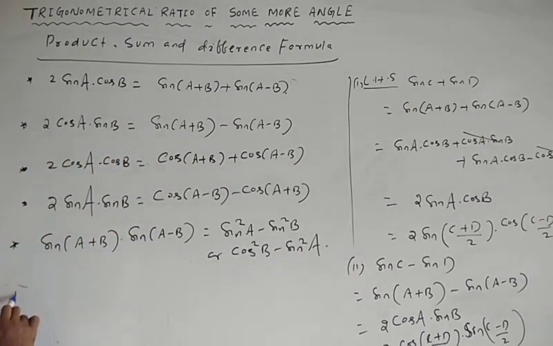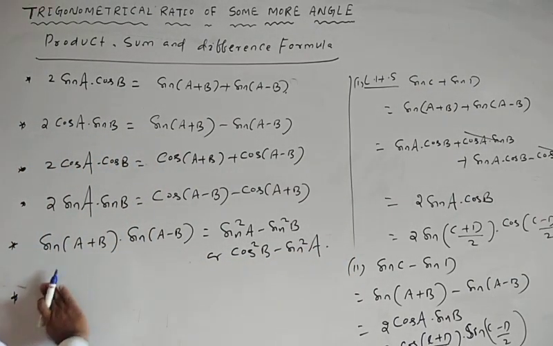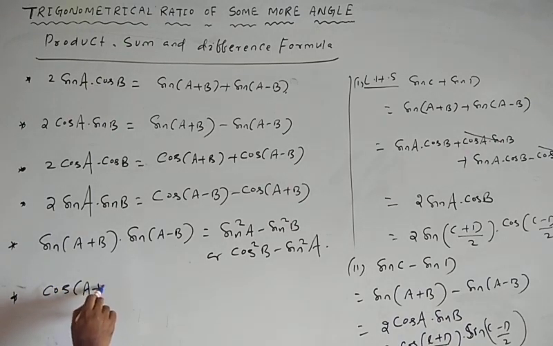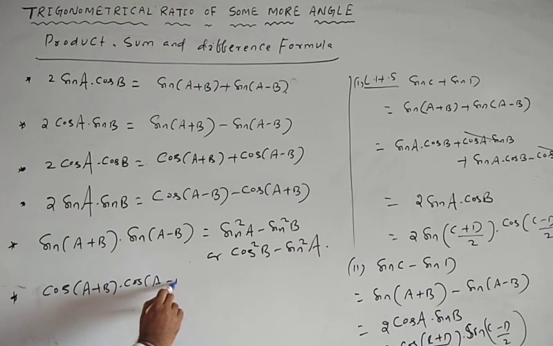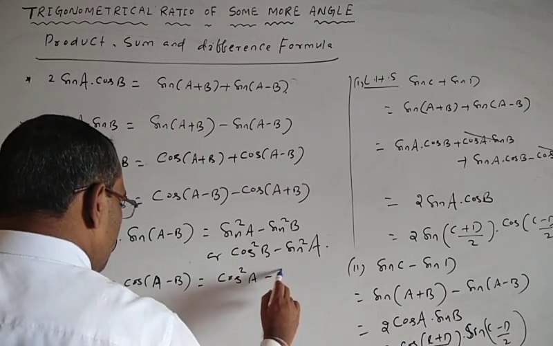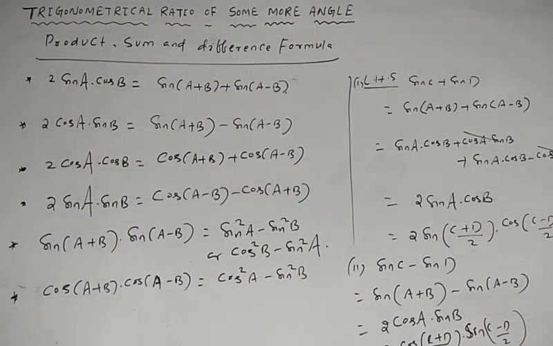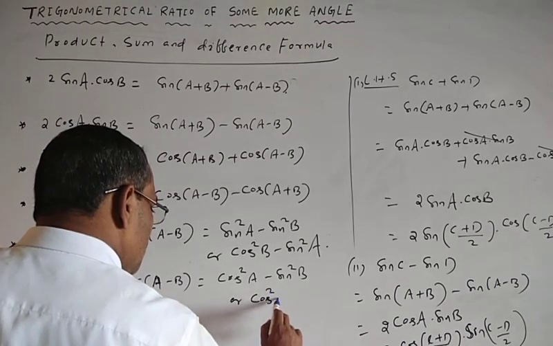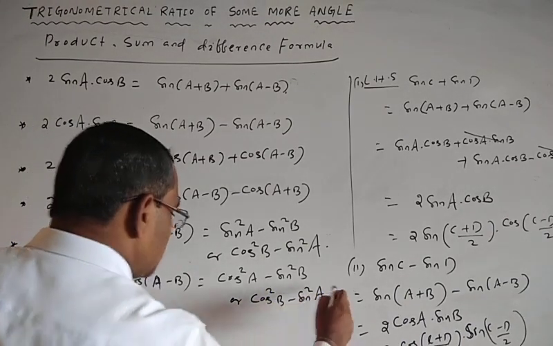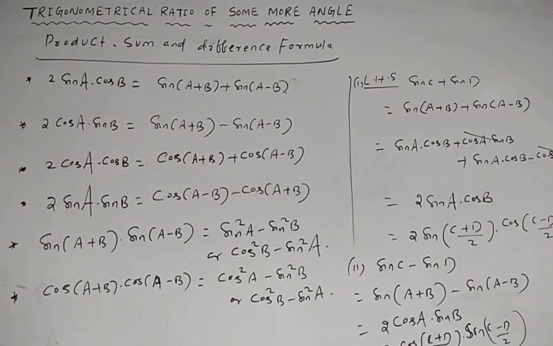Okay. Next, cos A plus B into cos A minus B. Cos A plus B into cos A minus B is equal to cos square A minus sin square B, or cos square B minus sin square A. Cos square A minus sin square B, or you can write also cos square B minus sin square A. Okay. So these are the product, sum and difference formulas.